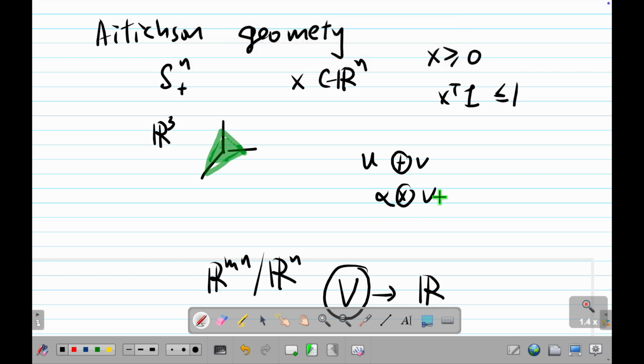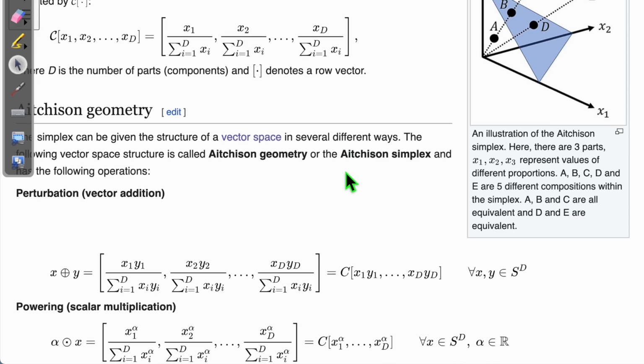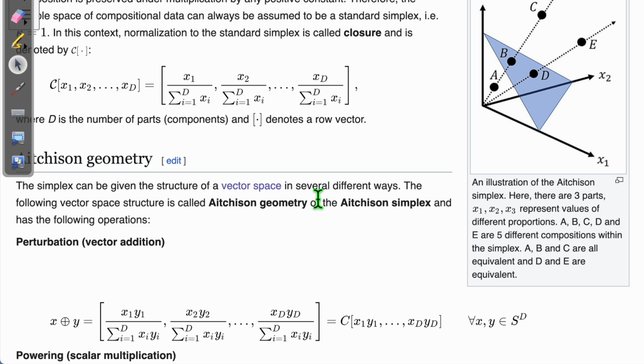So for classical or Euclidean geometry, we know that alpha times v is just basically scaling everything by alpha. But in this funny algebra, this is not correct, because if, let's say, alpha is 9,000, then your point moves to here. Then it's not in the plane. Then it's wrong. So in this funny Aitchison geometry, they have some funny u plus v and some alpha times v. So in Aitchison geometry, vector addition is this funny thing.